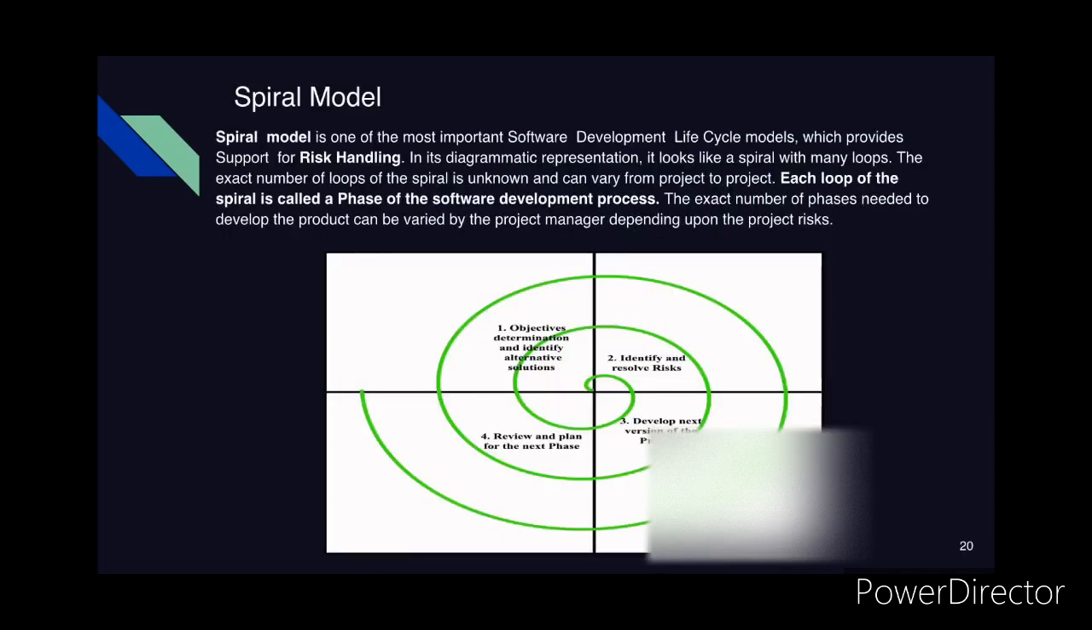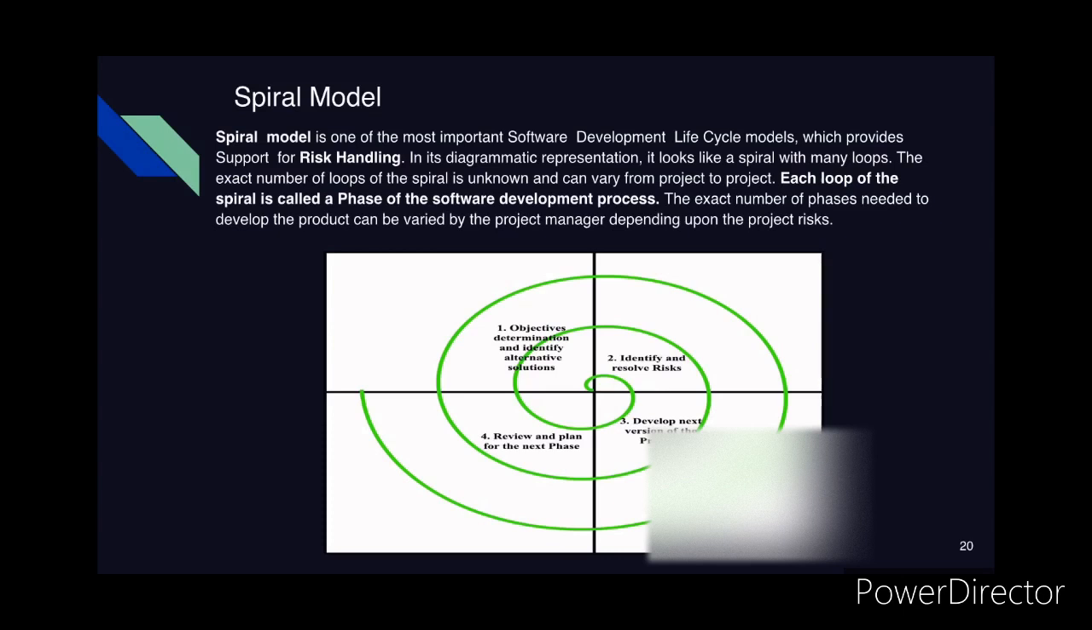So now the next model is the spiral model. Spiral model is one of the most important SDLC models, which provides support for risk handling. In this diagrammatic representation, it looks like a spiral with many loops.